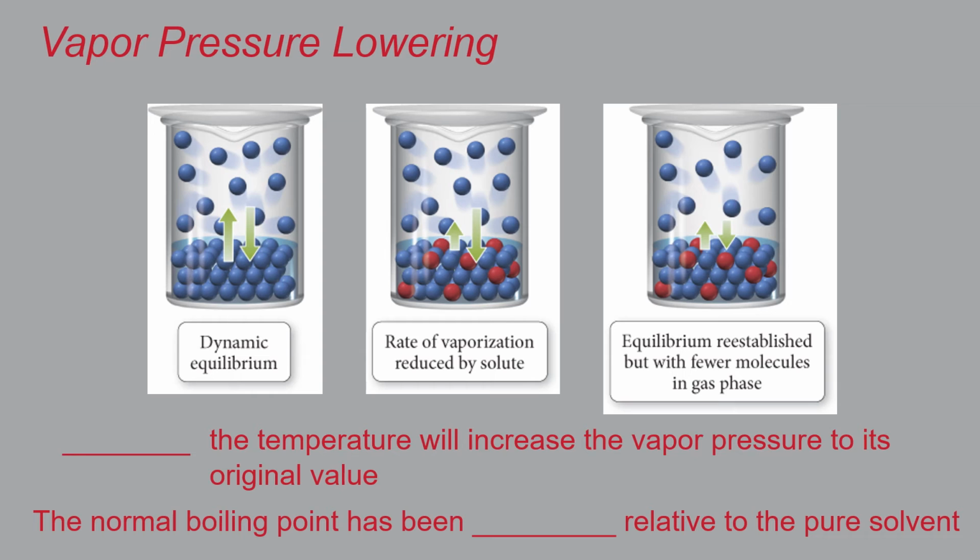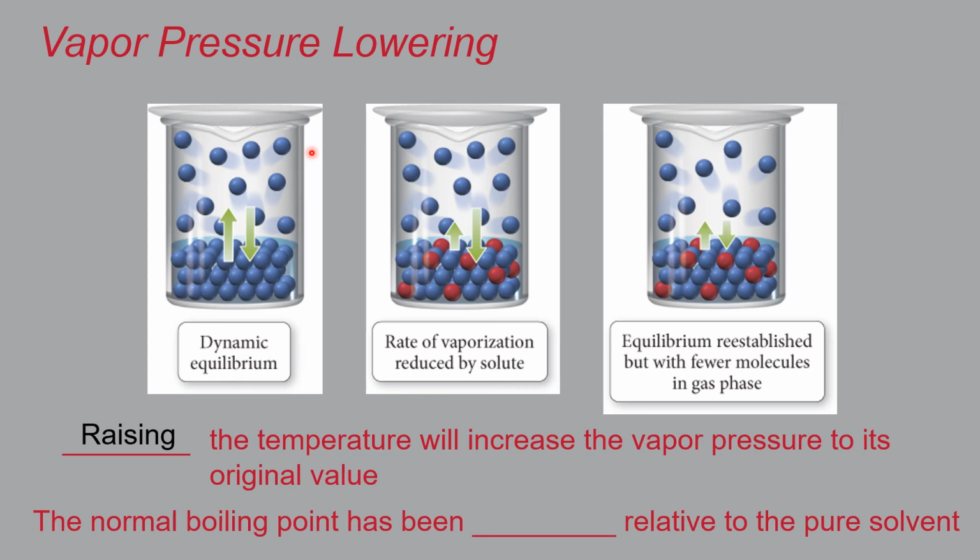Now, same pictures here. I want you to fill in the blanks. And this is going to be raising, lowering, stuff like that. So blank the temperature. Now let's say that you wanted to bring this vapor pressure back up to its original value. Would you do that by raising or lowering the temperature? You would need to supply more energy to overcome those stronger interactions, so you would need to raise the temperature.